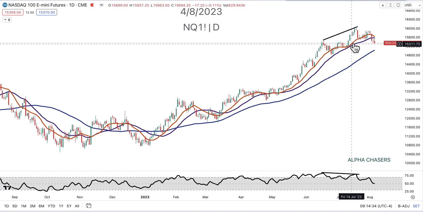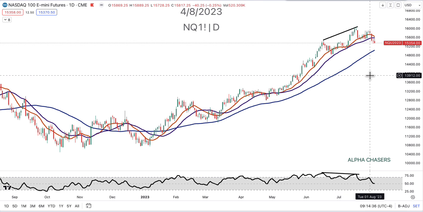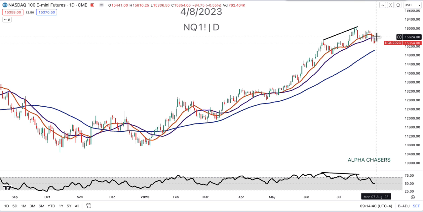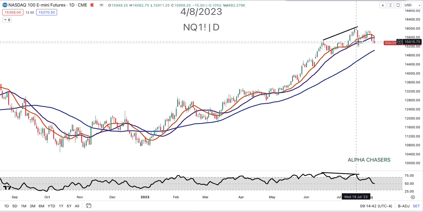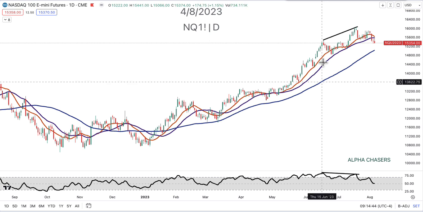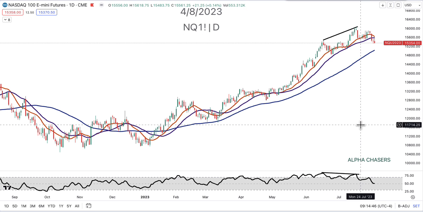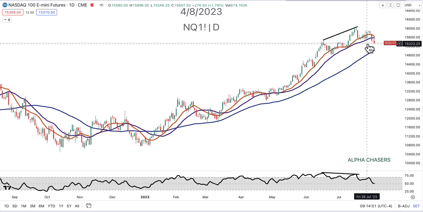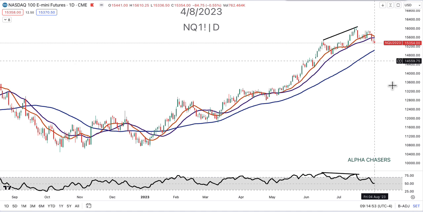You can make the argument that, well, wasn't it broken here? Sure, you can make that argument. The issue with that is the line's still pointing up. Is that line still pointing up? No, it is pointing down. So now you're sitting in a situation where you just want to sit back, watch and wait if you're not big in shorts, and let this confirm that we're going to go back up.